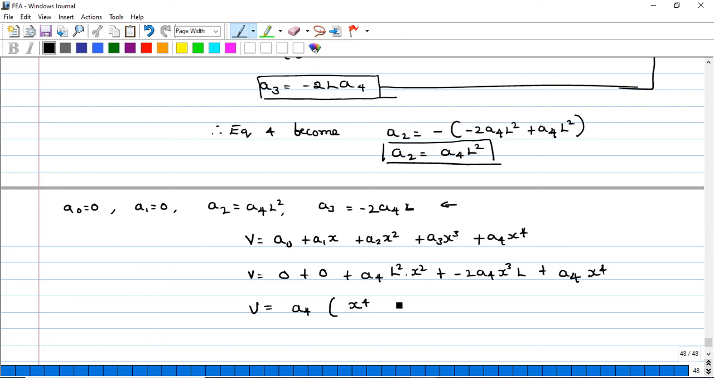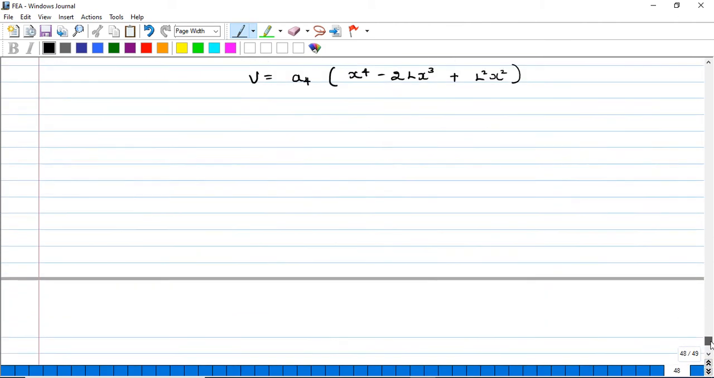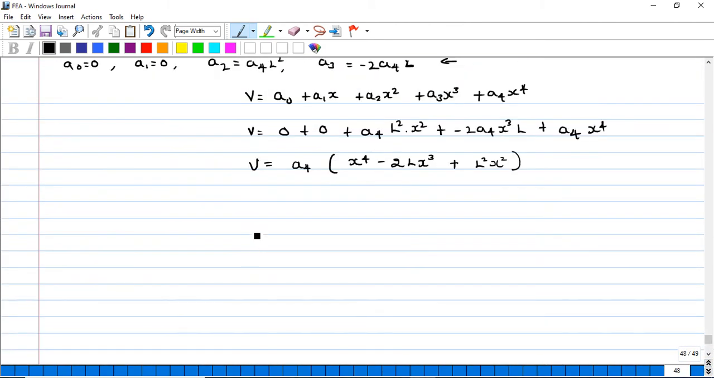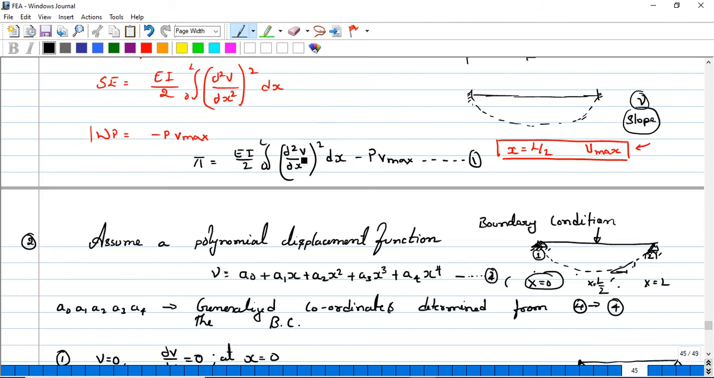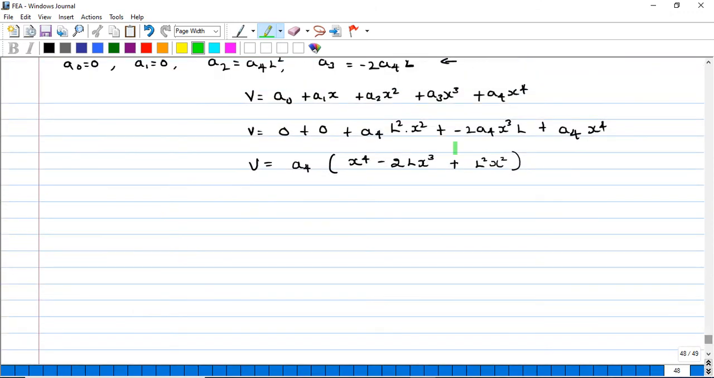In descending order I will write minus 2l x cube plus l square x square. Okay, so this will be the v, and again we need the substitution of what we are substituting. If you check in here, so this term, let me highlight, we are substituting the double differentiation of ∂v/∂x. So for that, I will be differentiating this particular term twice.